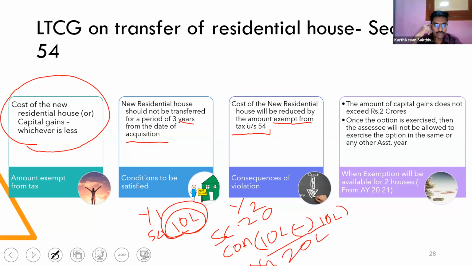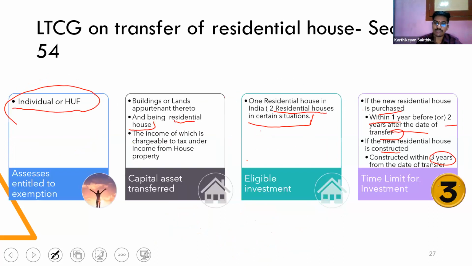So this is what they have tried. If you are going to sell the new residential house property which is purchased, within 3 years, in such case, whatever amount has been claimed as deduction is to be forgone, right? So having said the two residential house properties, here we saw one condition.